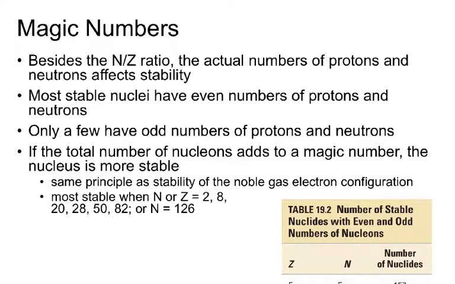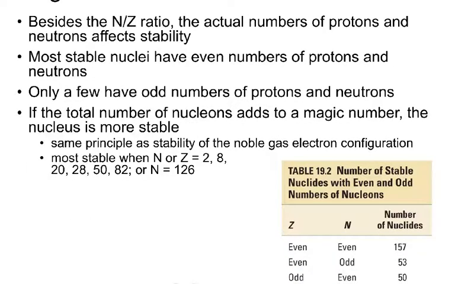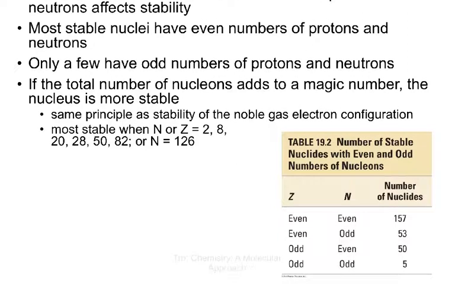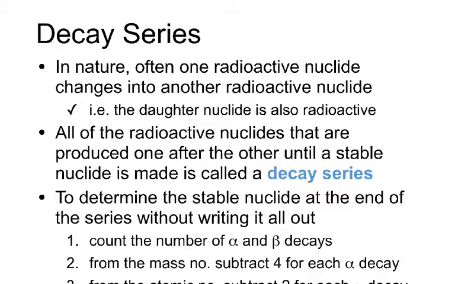Okay, magic numbers. So besides that neutron to proton ratio, the actual numbers themselves affect stability. And so more stable nuclei have even numbers of protons and neutrons. If your total number of nucleons adds up to what's called a magic number, the nucleus is more stable, kind of the same idea as noble gas electron configuration. So this is not something you have to memorize. It's just kind of for your own interest.